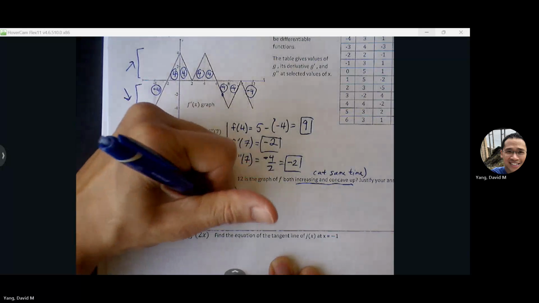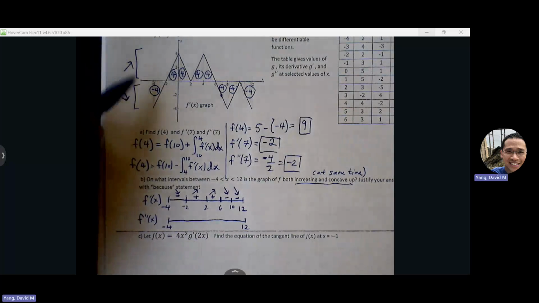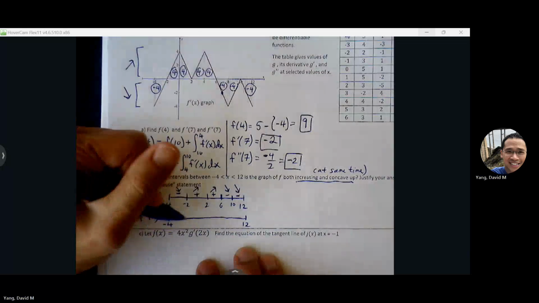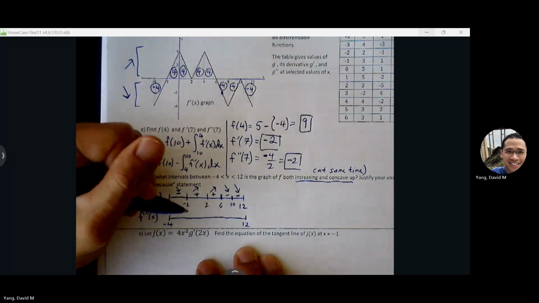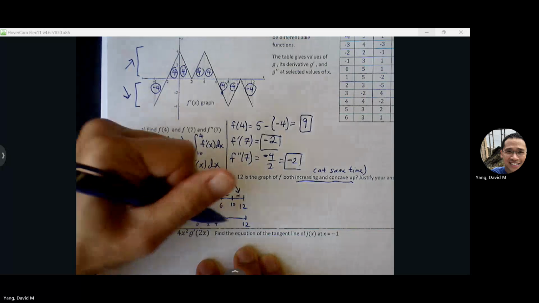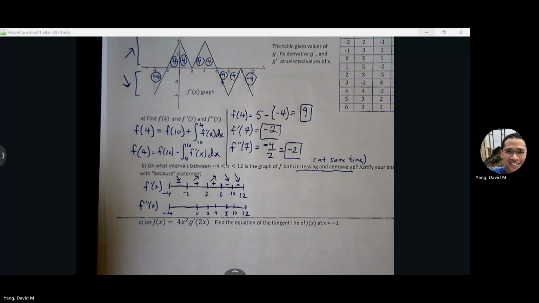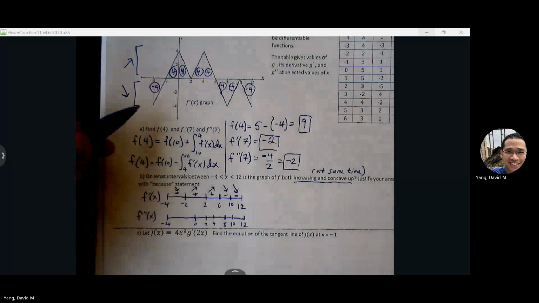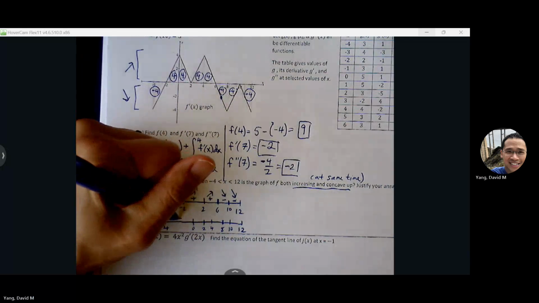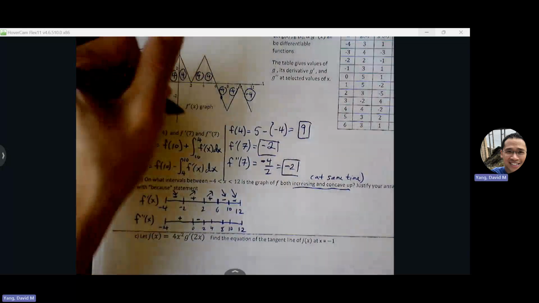F double prime. Now I'm looking at my peaks and valleys, which will be the points of inflection of the original graph. So 0, 2, 4, 8, 10. Okay. Now look at the slope of my F prime. Positive slope will translate to concave up. Negative slope will translate to concave down, and they're just going to keep alternating.